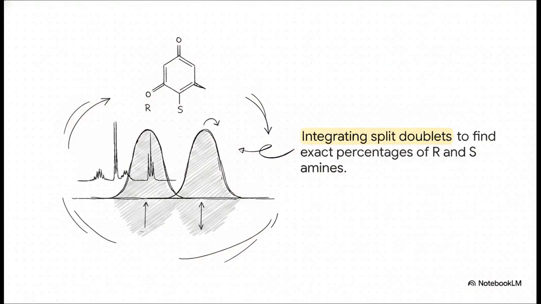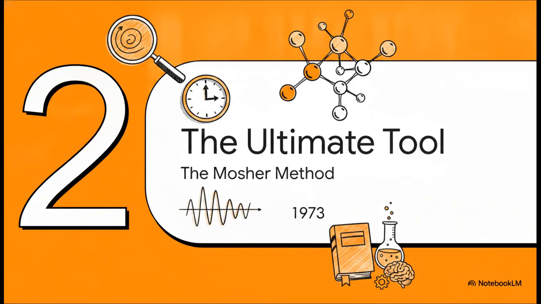And since we now have these beautifully distinct signals for the R and S components, we can just run a simple integration on the spectrometer. The area under each doublet gives us the exact ratio of the mixture. It's an incredibly elegant and direct way to determine enantiomeric excess, relying entirely on just solid stereochemical logic rather than crazy expensive new machinery. But what happens if we need the absolute configuration of a completely unknown sample?